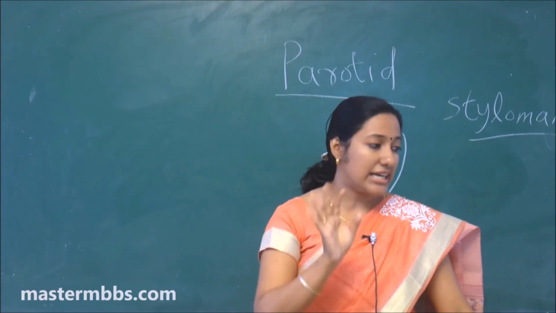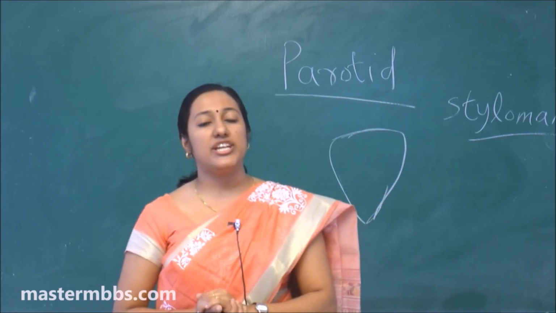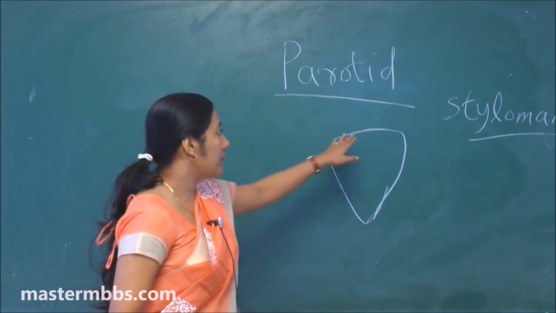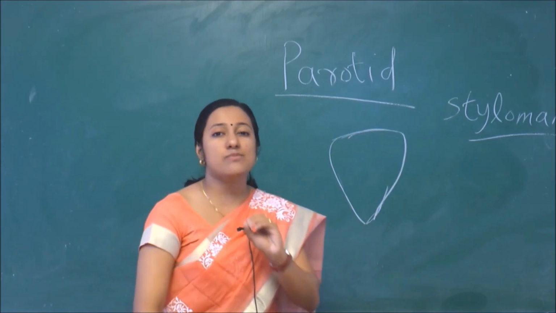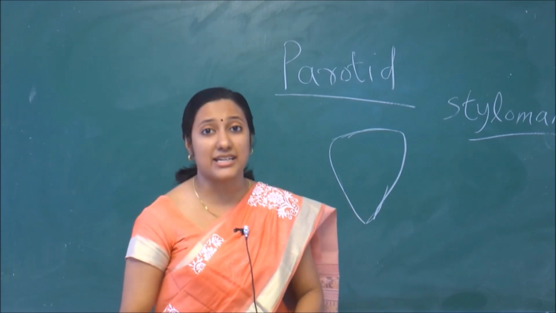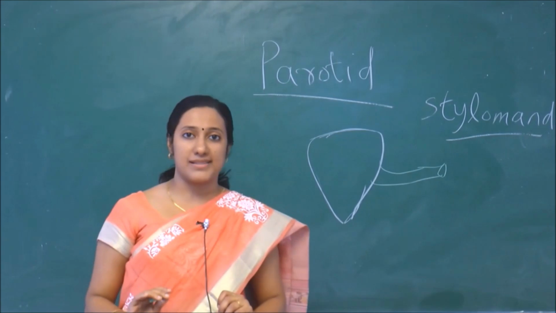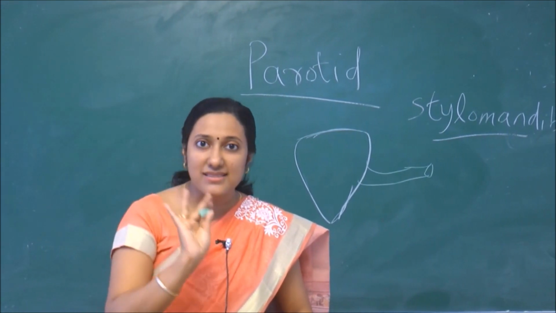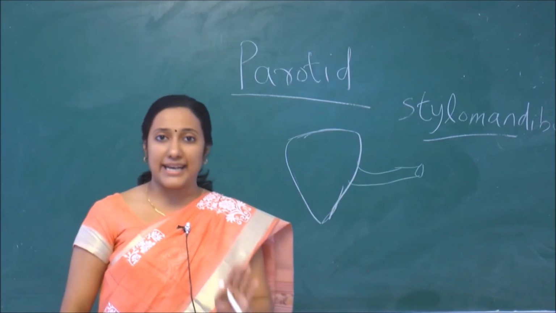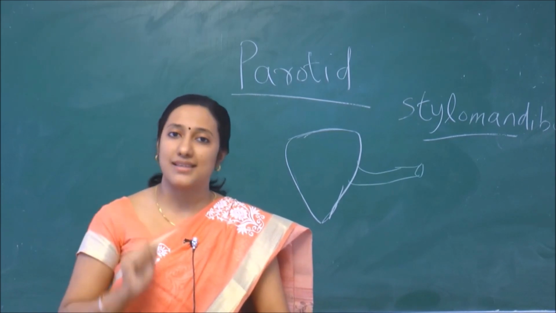So once we know the covering, now we will go to the various parts of the gland. As already mentioned, it has an inverted pyramid shape. The parts include the base, the apex, various borders, 3 surfaces, and another important part, a duct, which is known as the parotid duct. So these are the main parts: apex, base, 3 surfaces, 3 borders, and an important duct, the parotid duct, otherwise known as Stenson's duct.